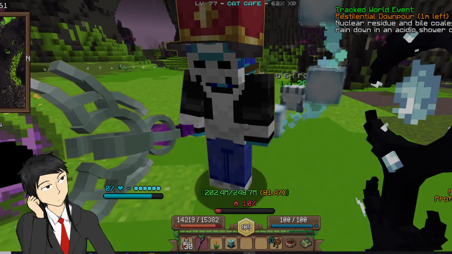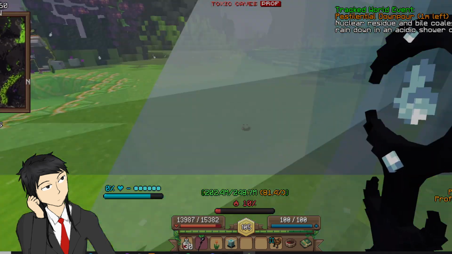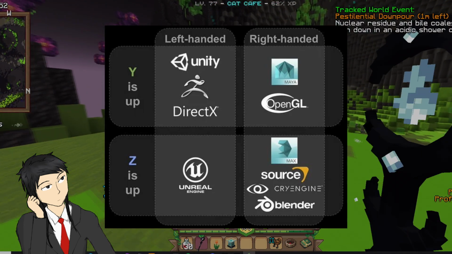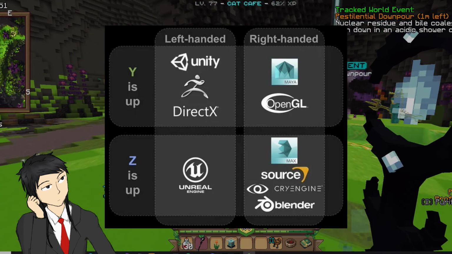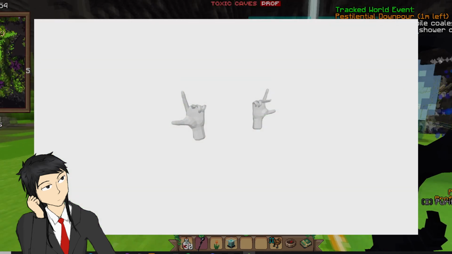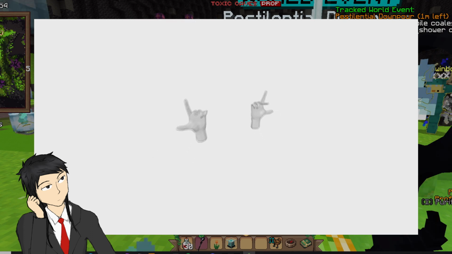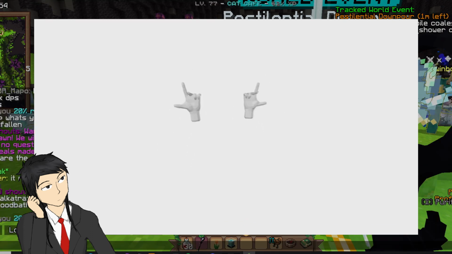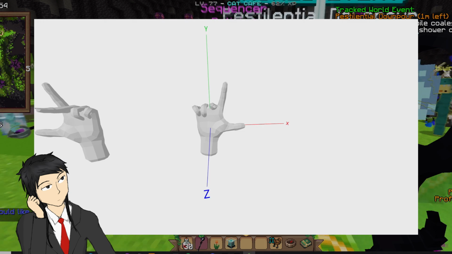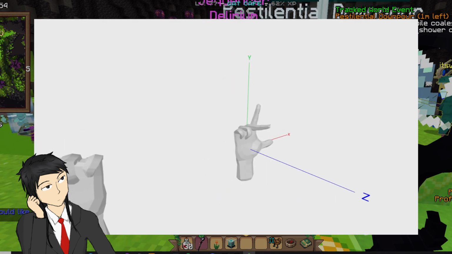Now, beyond the debate of which axis is up, there is also a second layer to this, left-handed versus right-handed axes. That's right, axes of handedness. Here, hold out your hands and make the physicist gang sign, where your thumb, index, and middle finger are all perpendicular of each other. Then your thumb will be the x-axis, index finger will be y, and middle finger will be z.